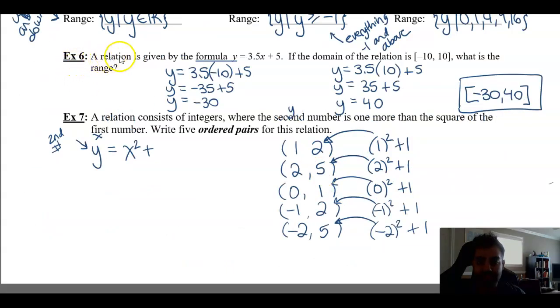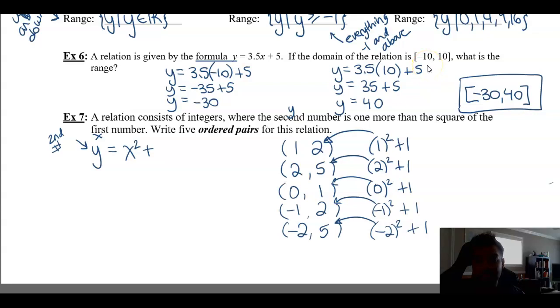Example 6, a relation is given by the formula y equals 3.5x plus 5. So here is our equation, and when you get equations like this, if they ask you what's the x or what's the y at certain points, you just plug in the values. That's all you're doing. So if the domain of the relation is -10 to 10, what is the range? Okay, so they're saying that the domain, the furthest it goes to the left is -10, and the furthest it goes to the right is 10, right?